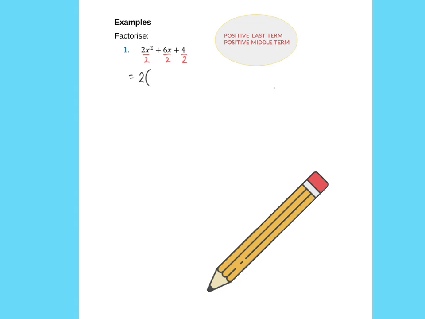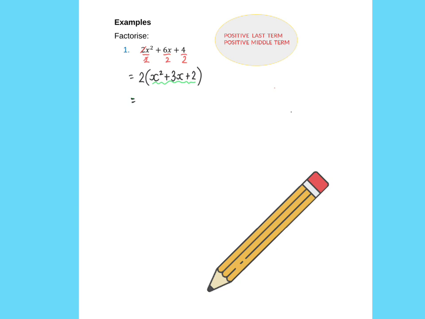Take out the 2 as a common factor, then remaining I will have for the first term x squared, then plus 6 divided by 2 is positive 3x, and the last term 4 divided by 2 is positive 2. And this is my trinomial that I actually have to now factorize. So I then follow the steps of the trinomial factorization, okay, and I'm going to do it here on the right hand side.